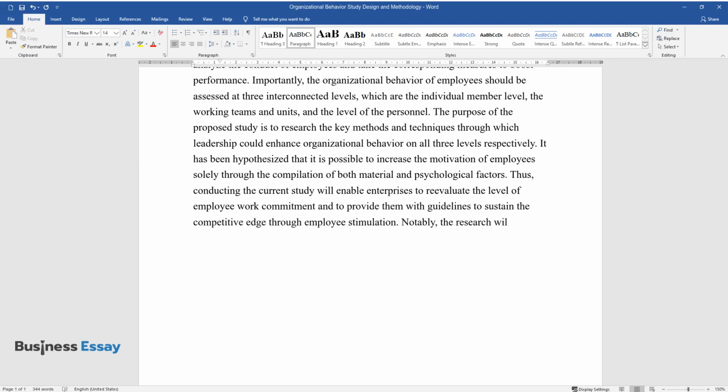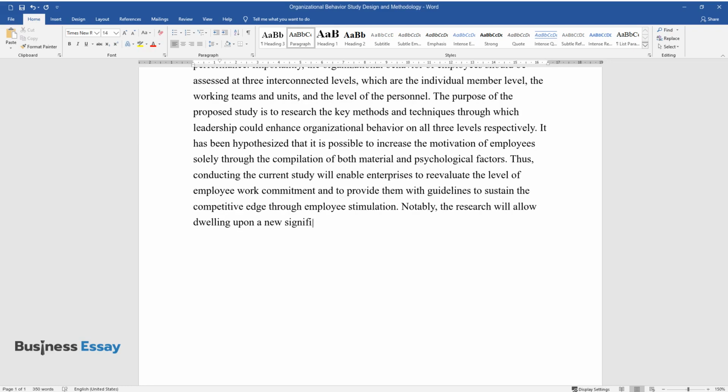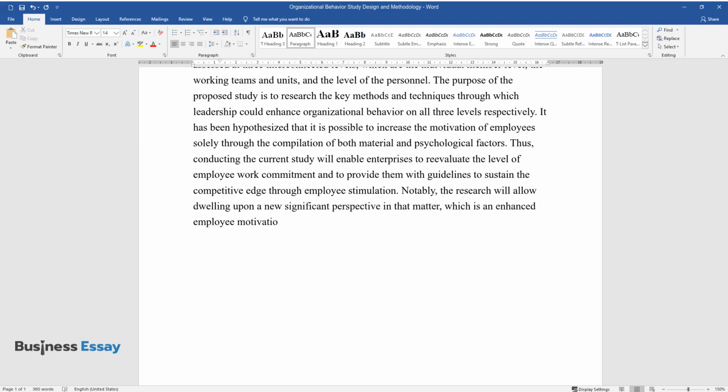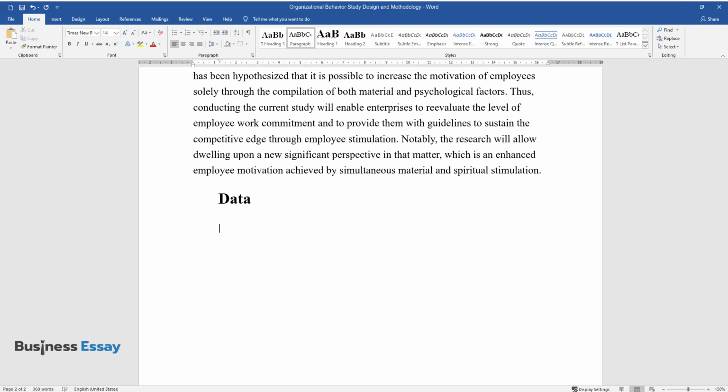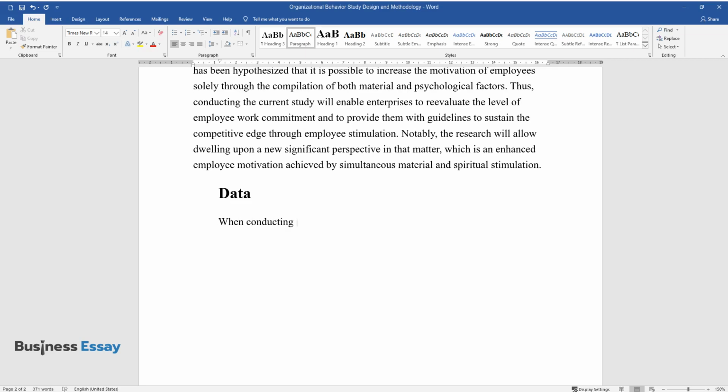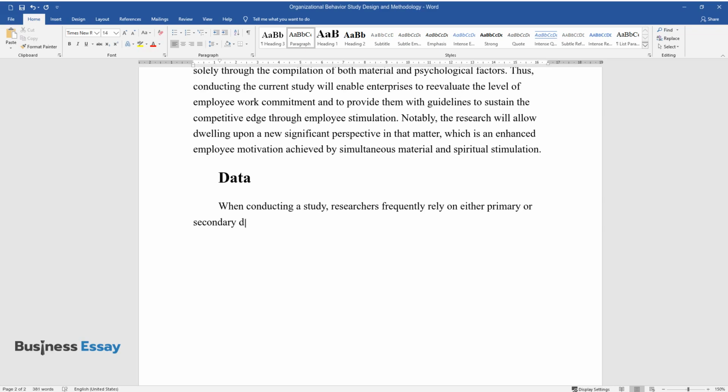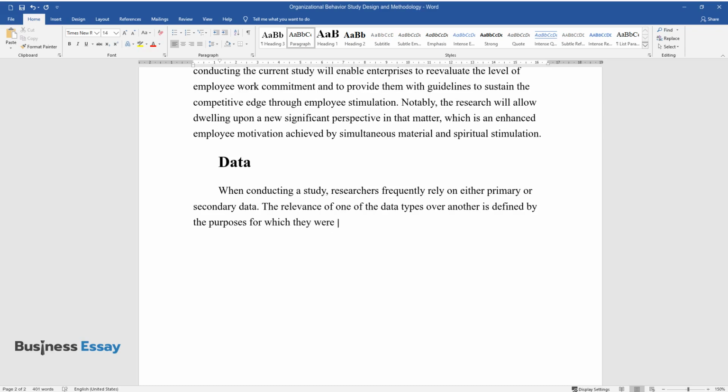Notably, the research will allow dwelling upon a new significant perspective in that matter, which is an enhanced employee motivation achieved by simultaneous material and spiritual stimulation. Data. When conducting a study, researchers frequently rely on either primary or secondary data. The relevance of one of the data types over another is defined by the purposes for which they were collected.